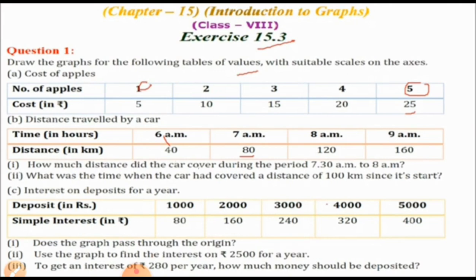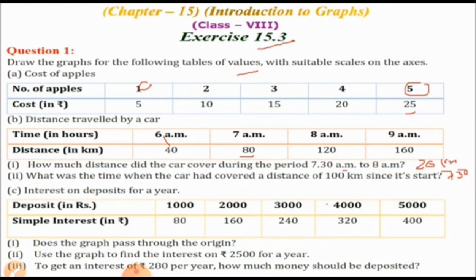How much distance did the car cover during the period 7:30 to 8 am? Second, what was the time when the car had covered a distance of 100 kilometers since its start? And C. Interest on deposit for a year: 1000 rupees, 2000, 3000, 4000 and 5000. It has 3 questions also. So all 3 graphs we have to prepare and according to that we have to give the answers.